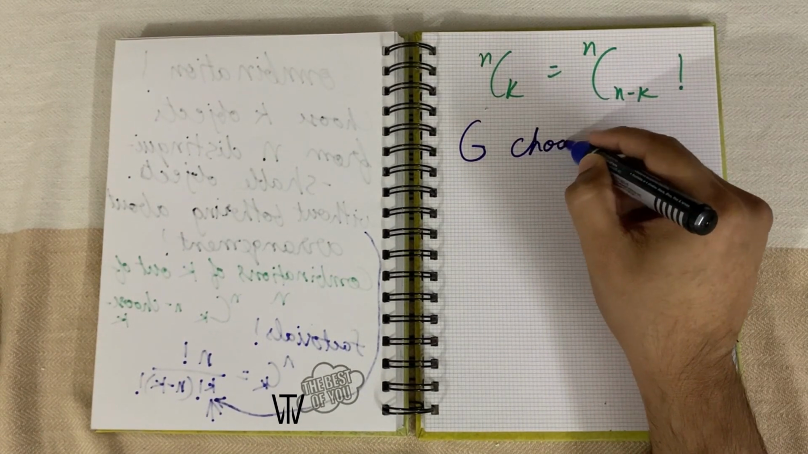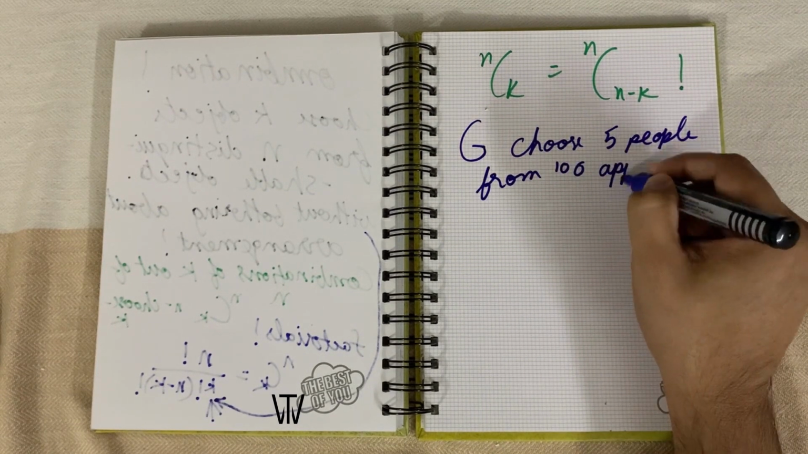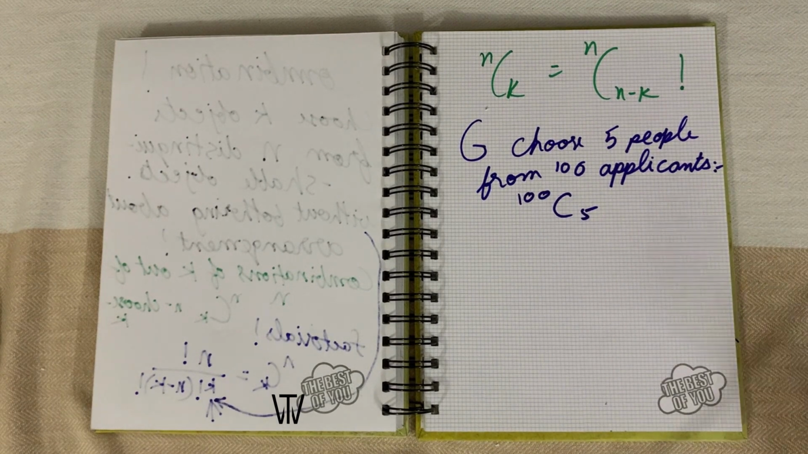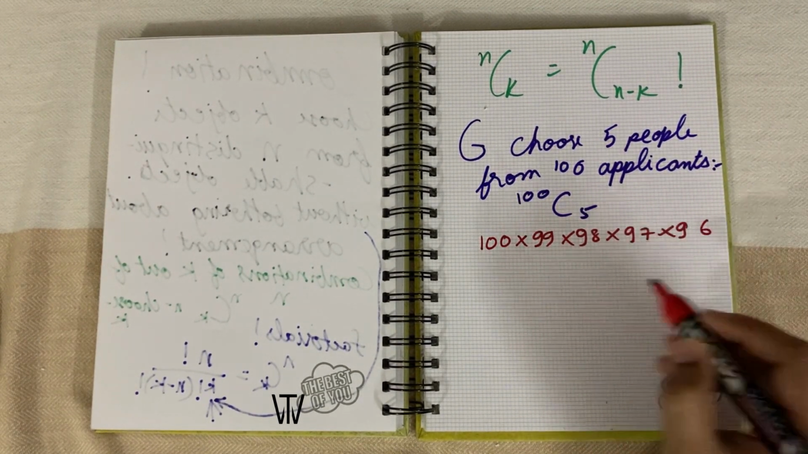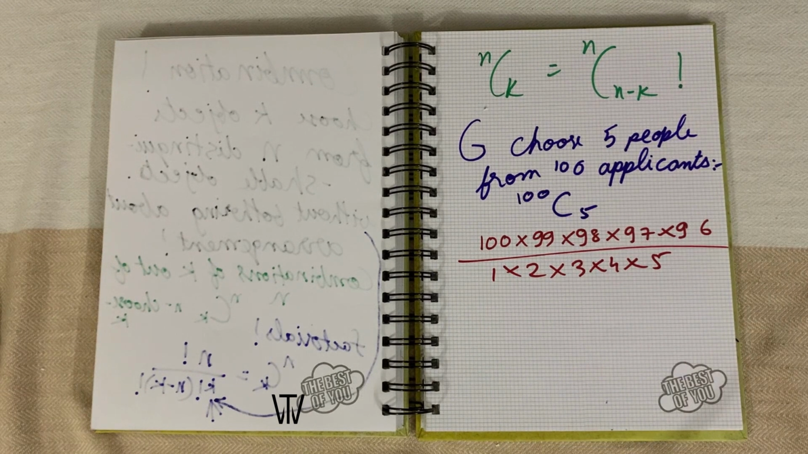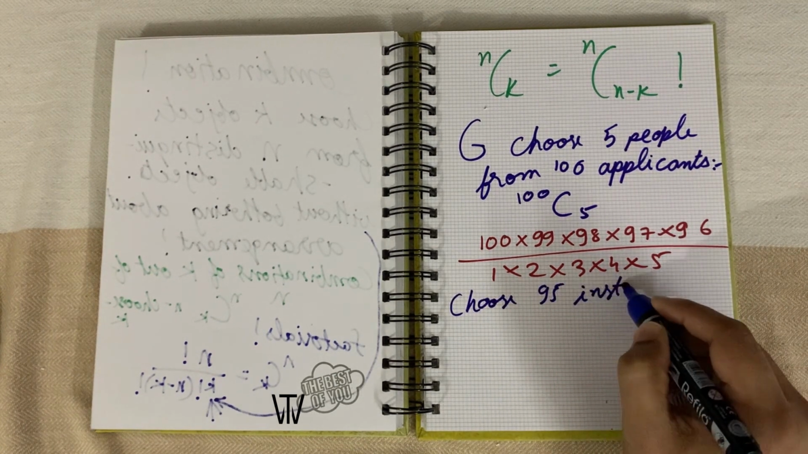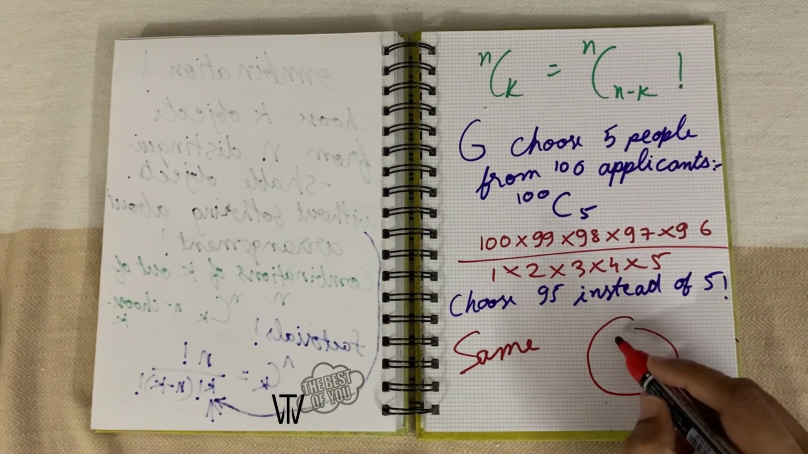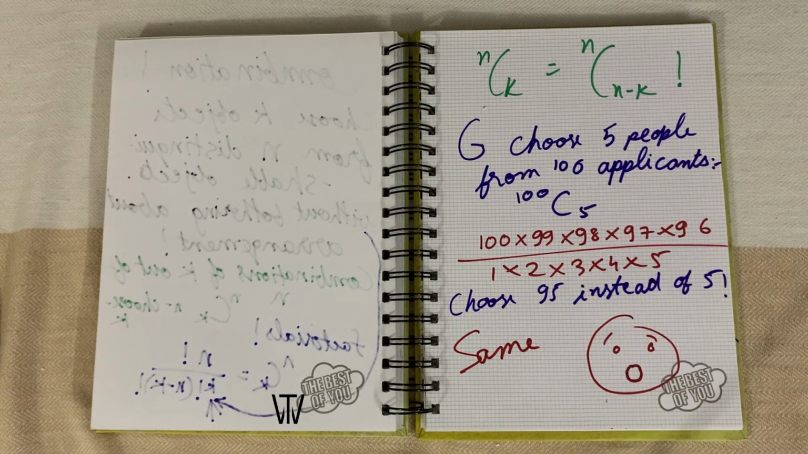So back to the job application problem. You can now calculate the number of ways Google can randomly choose 5 people from 100 applicants. It is 100C5. This number is actually 100 times 99 times 98 times 97 times 96 divided by 1 times 2 times 3 times 4 times 5. So what if they were to choose 95 people instead of 5? Well, remember the formula. The number of ways you can choose 95 people is exactly the same as the number of ways you can choose 5 people.